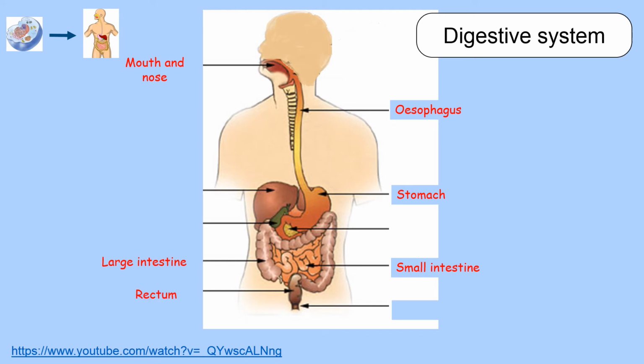Now the rectum is just the name of the last stage of the large intestine. And then it is out of the anus. So that's when it's leaving the body as the poo. That is the full stages of where the food passes through. Now you'll notice there's a few more organs left that haven't been labelled. So we'll look at those just now.